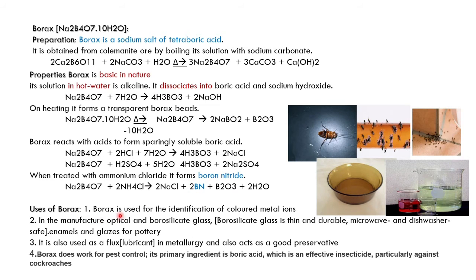Uses of borax: borax is used for identification of colored metal ions. It is used in the manufacture of optical glass, that is spectacles. We are wearing specs nowadays, so the optical industry uses it, and also borosilicate glasses. Borosilicate glasses are thin and durable, microwave and dishwasher safe. It can be used in the microwave and cleaned in the dishwasher. Borosilicate glass can also be used in the laboratory, because it is resistant to thermal shock.